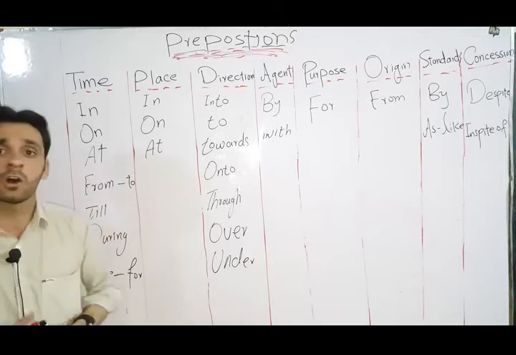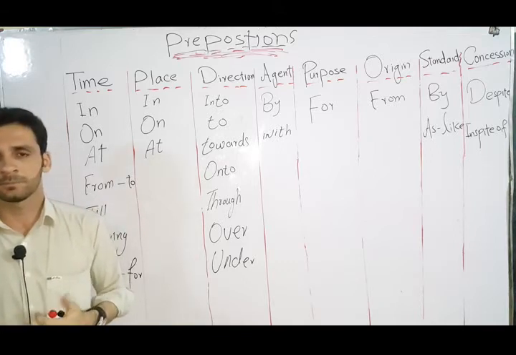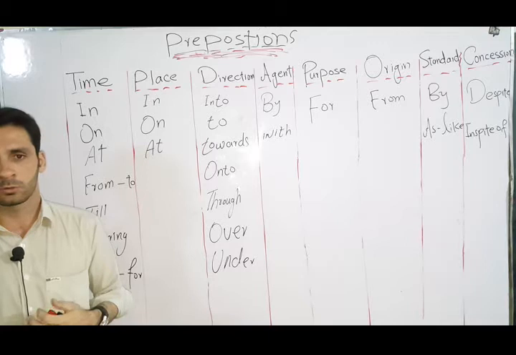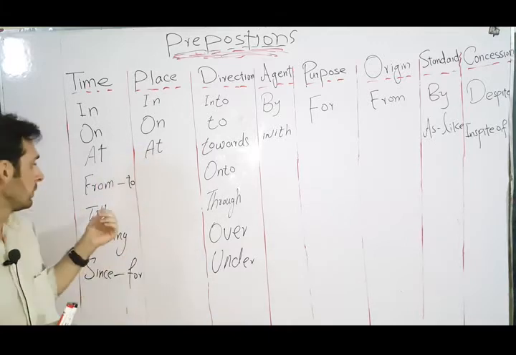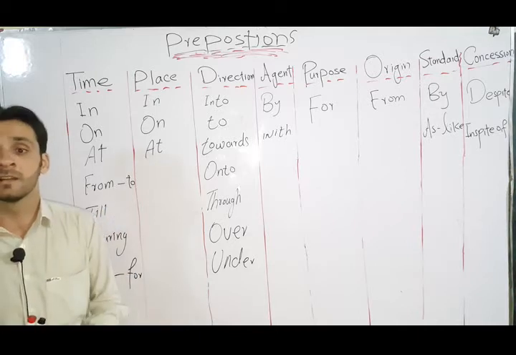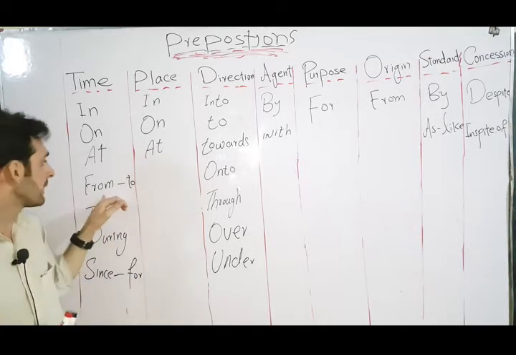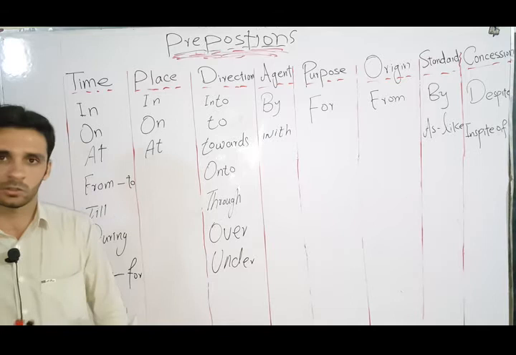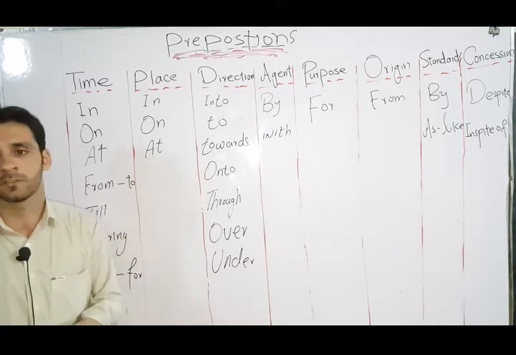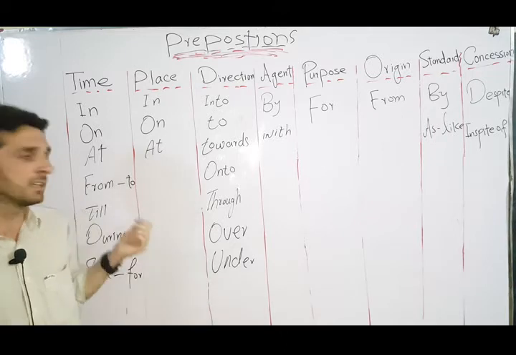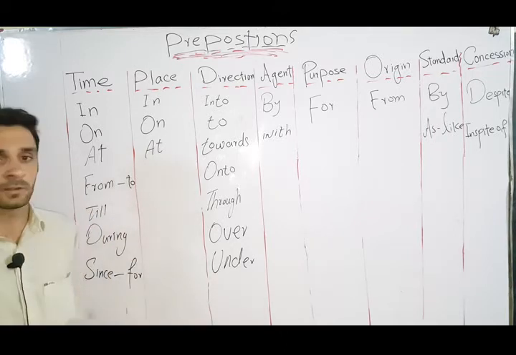Next we use from and to in combination. They are used when we want to show when an action starts and when it ends. So we will say that we have been there from 10 o'clock to 11 o'clock, or we can use till instead of to. We can say we were there from 11 o'clock till 12 o'clock.